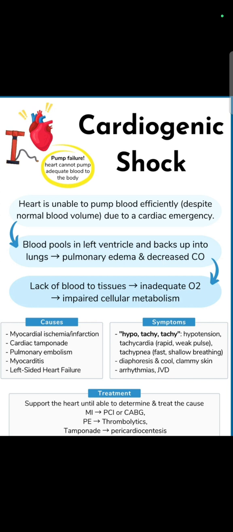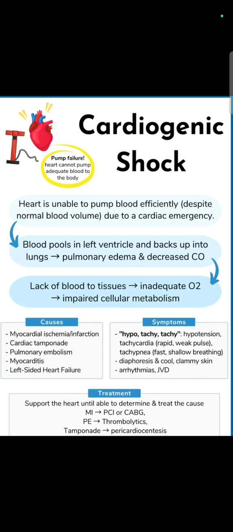But in cardiogenic shock, there is a pump failure, a contraction failure due to some cardiac emergencies or disease conditions, which may lead to cardiogenic shock. What is happening in cardiogenic shock is that blood pools in the left ventricle and backs up into the lungs, which leads to pulmonary edema and decreased cardiac output.